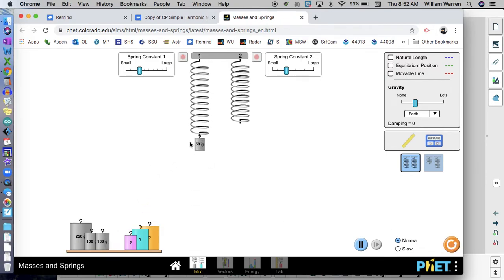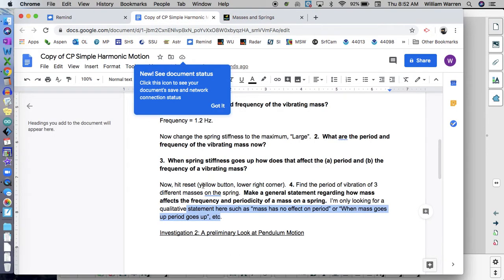How about a little 50 gram mass? What does that do compared to the first 100 gram mass? Right? So, I can just evaluate these things one at a time and you're off and running, okay?